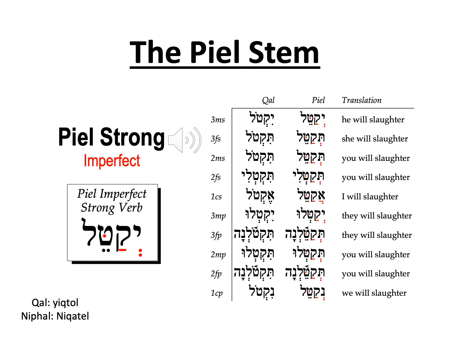The form of the Piel strong imperfect is yeqattel, with a vocal schwa under the first root letter where we would have expected a preformative vowel. This is immediately followed by a patach. This is the diagnostic giveaway in the Piel strong imperfect. We still have the dagesh in the second root letter, and we still have a tsere, but the schwa followed by a patach is an automatic sign we are dealing with a Piel verb.